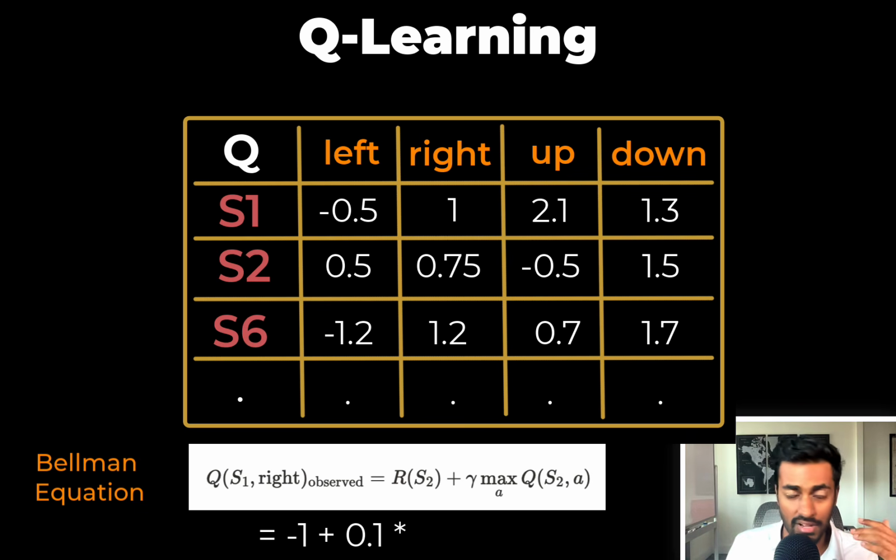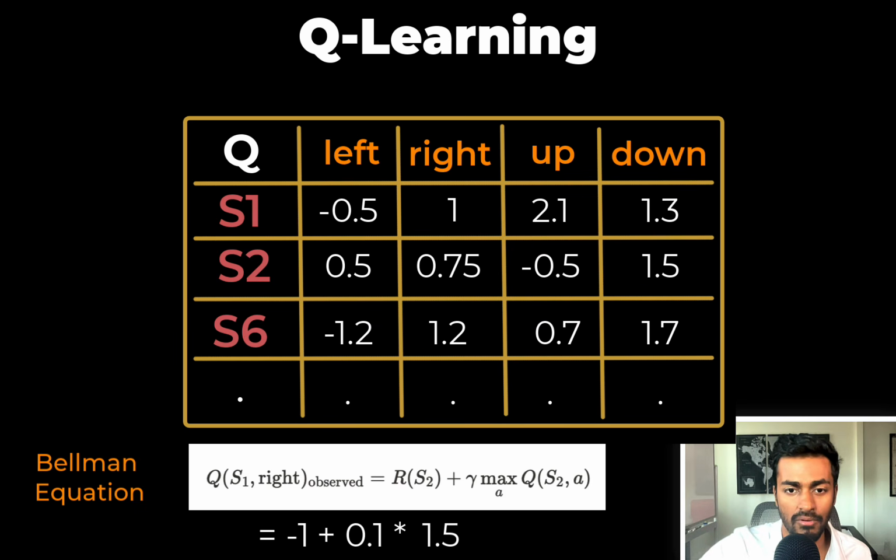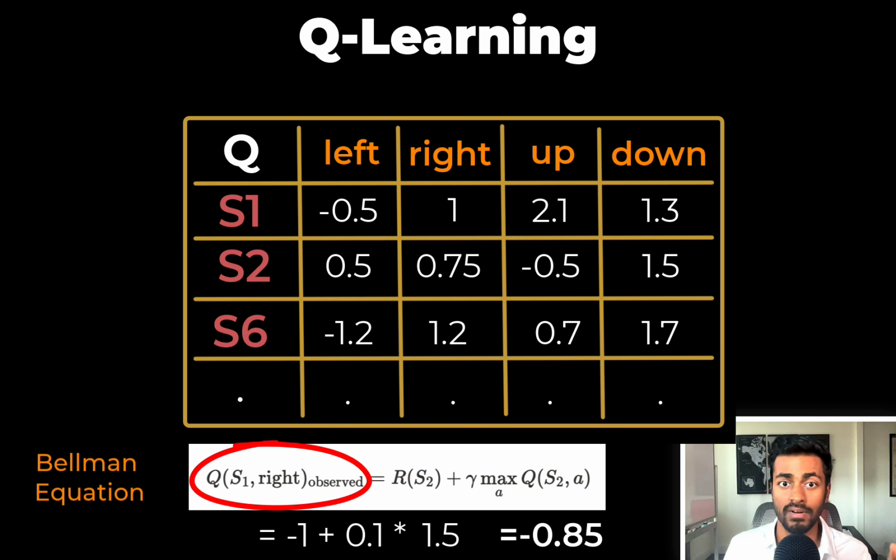Now, looking at our Q table, we can see that we get the maximum Q value by going down from the state S2, which is 1.5. So substituting 1.5 in our equation, we'll get the overall Q value as -0.85. This is the observed value for Q(S1, right). But the value in the table for this specific Q value is 1.